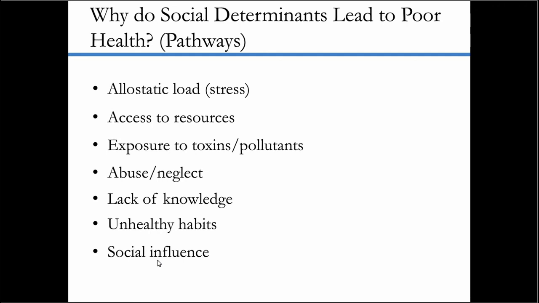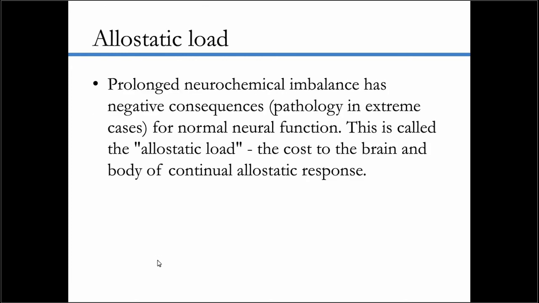Other ways that social determinants can lead to poor health are things like exposure to toxins and pollutants, abuse and neglect in the family, lack of knowledge about how these things impact health, unhealthy habits because of that lack of knowledge, and social influence by the things that surround us. So the one that I want to provide a little bit more detail on is what we call allostatic load.